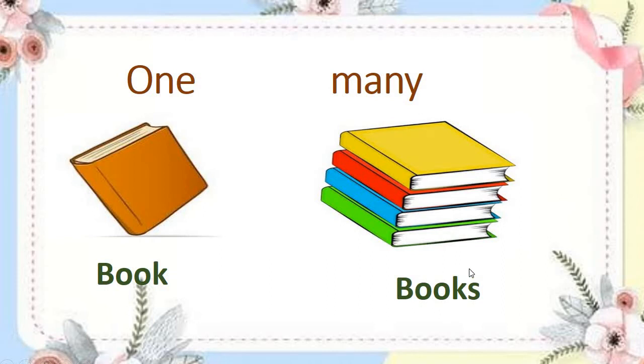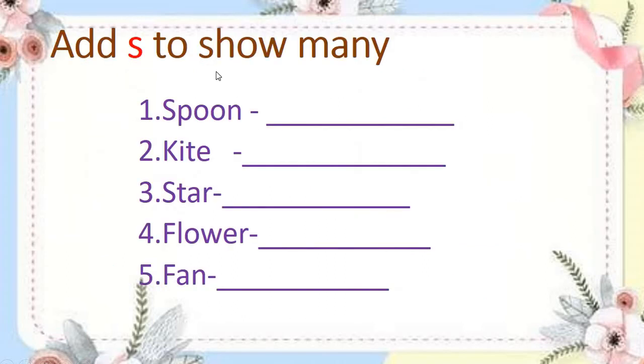S. Very good. Now you all have learned one, many, no? So now we will do some exercise. See, simple. It is very, very easy. You all know this. What is written here? Add S to show many. See here, S is given in red color. Okay. See, the words are given here. What you have to do? You have to add S to show many.